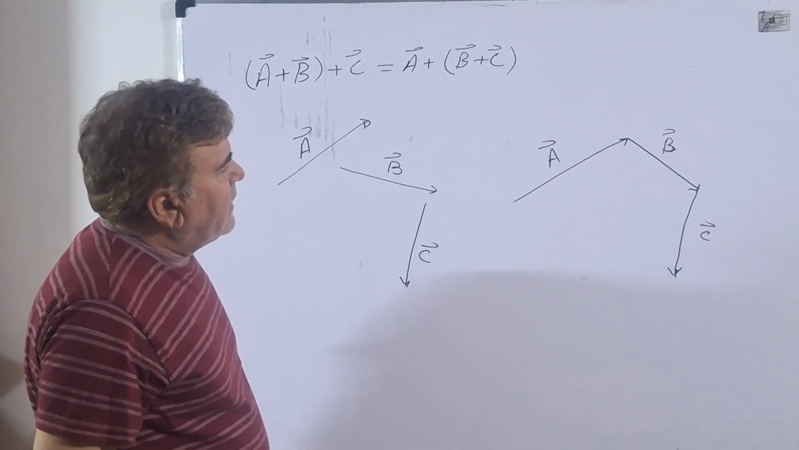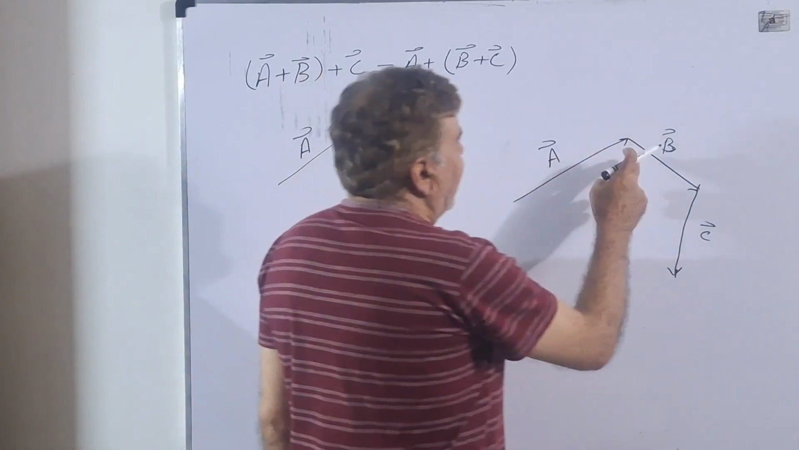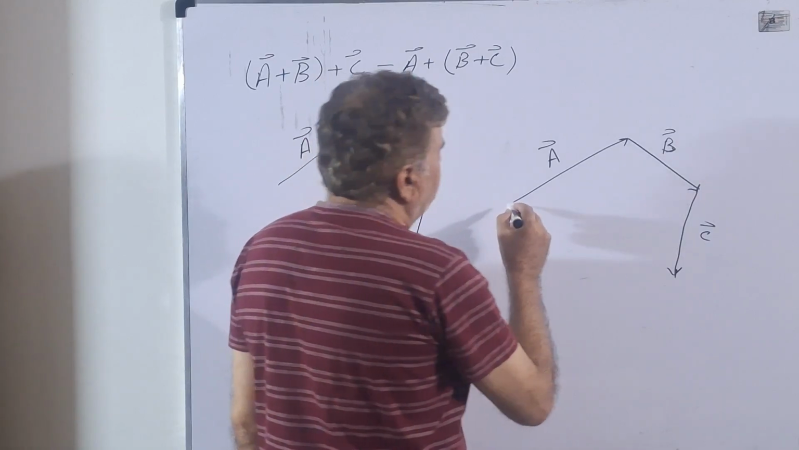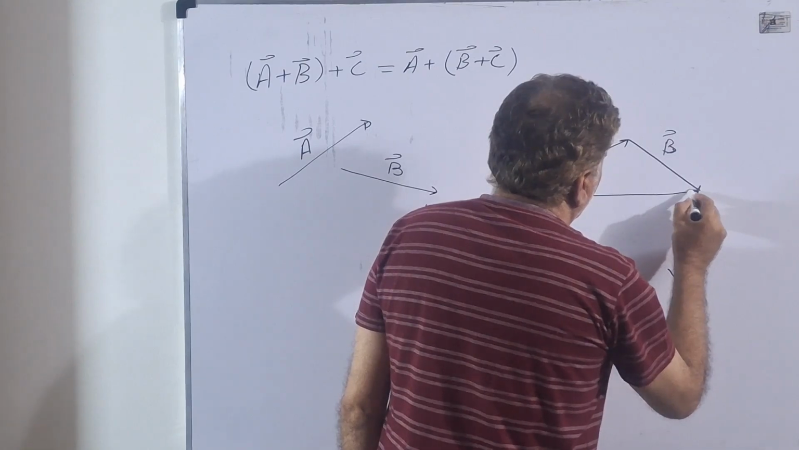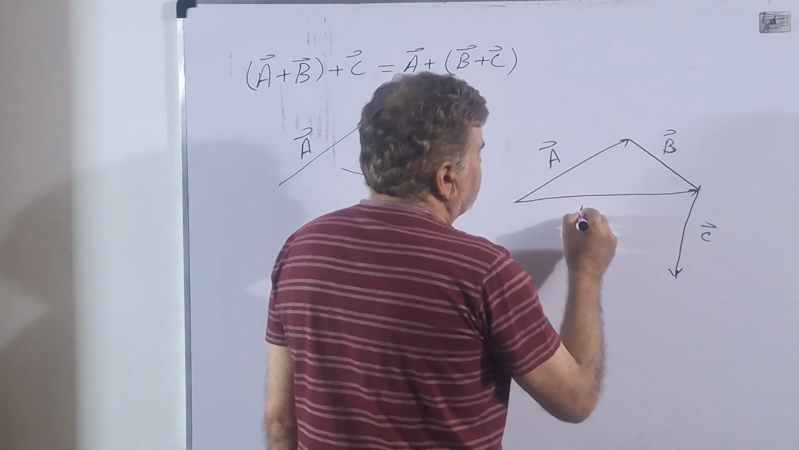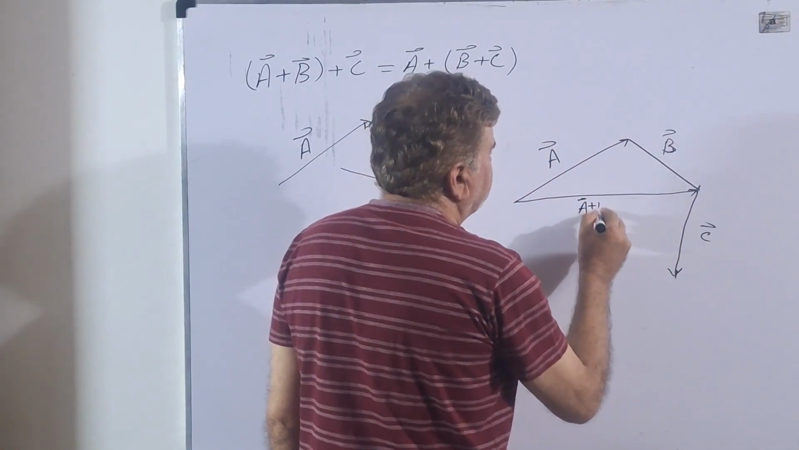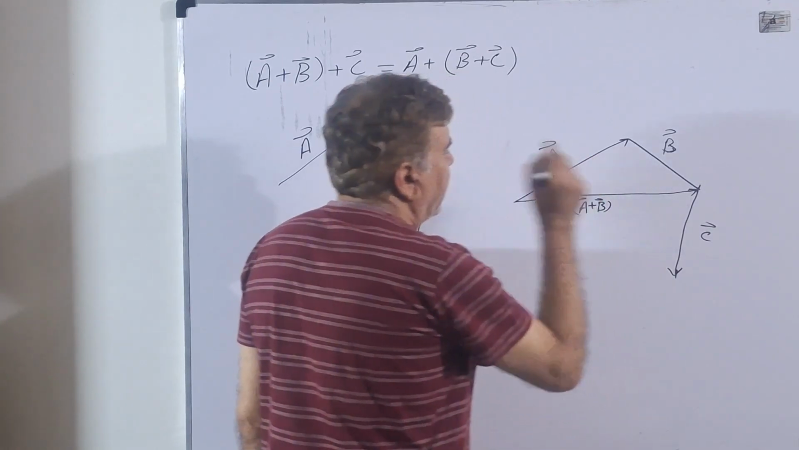And first I need to find a resultant vector of vectors A and B, and that I can do by joining the tail of vector A with the head of vector B. So this is the resultant vector A plus B of the two vectors A and B.